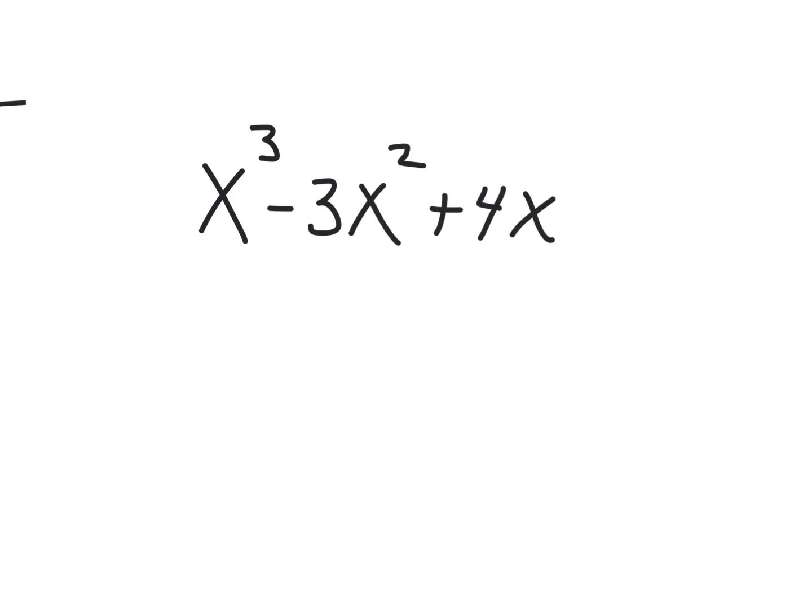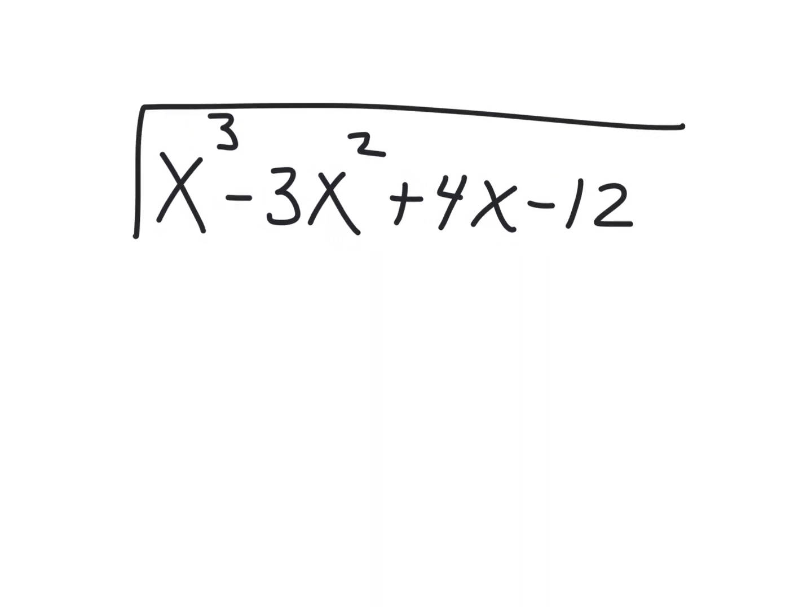Let's just do one more with just synthetic, and it should go fast, like boom, boom. X to the third minus 3x squared plus 4x minus 12, and that's being long divided by x plus, wait a minute, let me think. Nope, x minus 3. Now, I set it up for long, but you should change that to synthetic because it'll be so much faster.